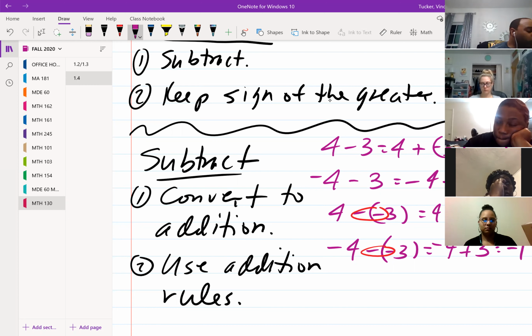All right. Questions on adding, subtracting, multiplying, dividing, signed numbers, just your foundational rules?